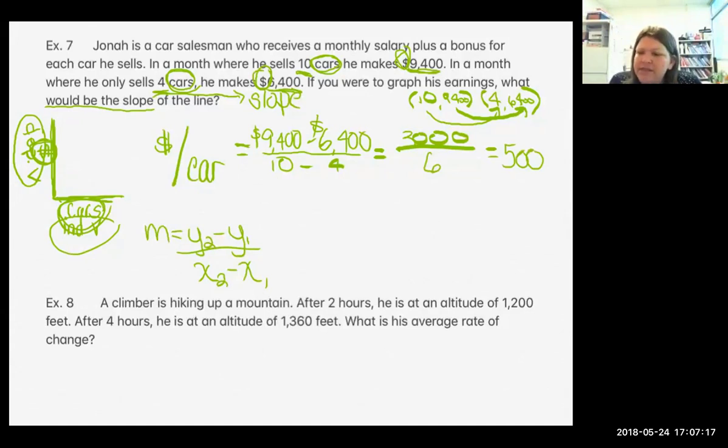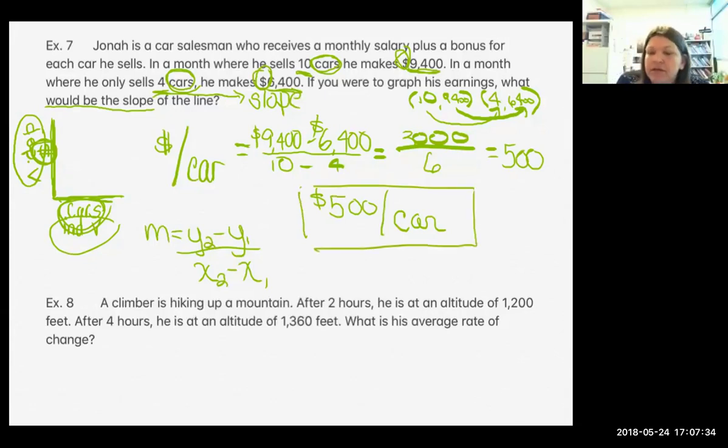So help me make sense of this number. This is 500 what per what, Marily? $500 per car. Exactly. So the slope of this line would be 500 because this man is making $500 per car for every car he sells. Is that cool? Yes. Okay, awesome.